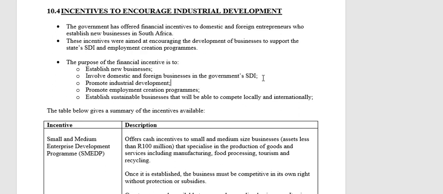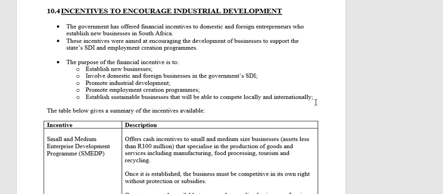When new industries are established, obviously it goes hand in hand with job creation. So we know that in these underdeveloped areas, the unemployment rates are relatively high. So one of the aims of this financial incentive also is to encourage industrial development. And when people open new businesses, that obviously will lead to job creation as well.